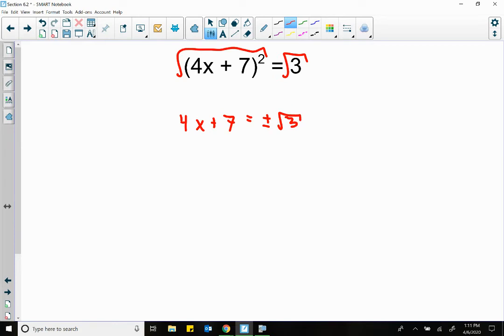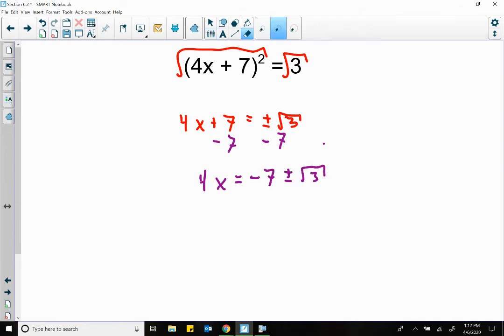Now this doesn't work out nice and neat like what we had a second ago. Okay, so let's start taking a look at what's going on. So let's get this x by itself, and then we'll talk about that final answer. How to get rid of a plus 7? Minus 7. And that gives us 4x equal to negative 7 plus or minus the square root of 3. Because remember, these two things cannot get together. Okay? So I'm just going to keep the plus or minus between them.